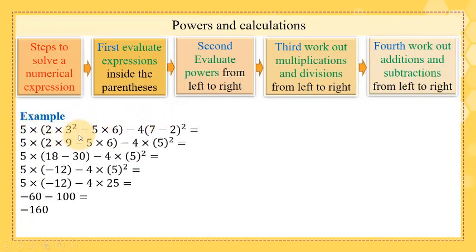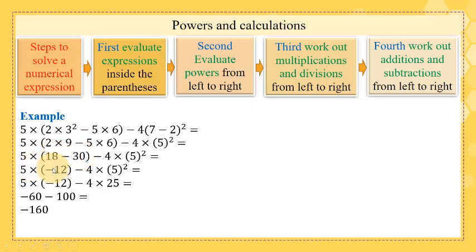Example. Given this expression, we're supposed to evaluate it, so we're going to start with the parentheses. Inside the parentheses, we have a power, 3 squared, which is equal to 9. The other parentheses, we evaluate to get 7 minus 2 equals 5. Now we continue this parenthesis. We will work out the multiplications to get 2 times 9 is 18, minus 5 times 6 is 30. And we copy the rest.